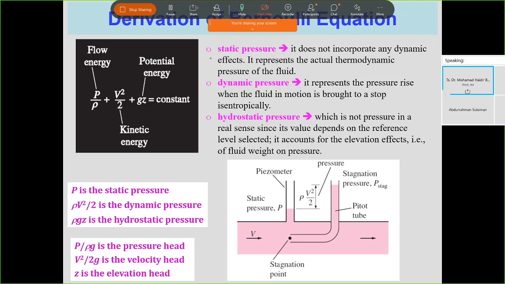Static pressure refers to the flow energy from the pressure. Dynamic pressure is designed for the kinetic energy, and hydrostatic pressure is represented by the potential energy.